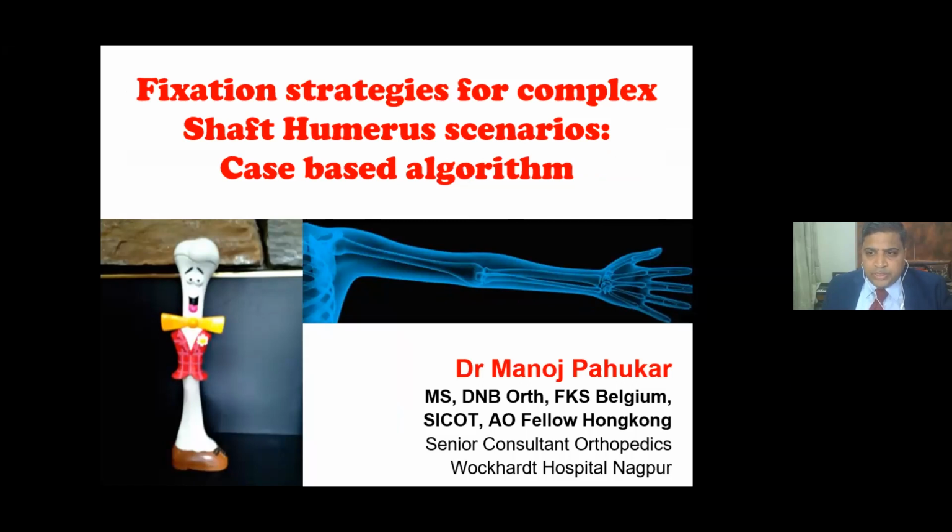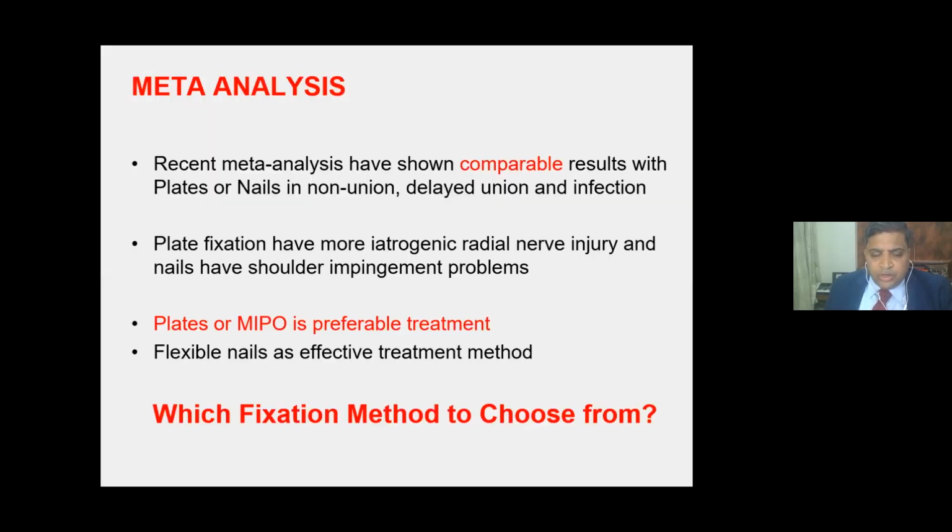So the topic which I am going to present today is about dilemmas in complex shaft humerus scenarios, the various fixation strategies we use, and I will try to present a case-based algorithm for these injuries. As you are all aware, once a shaft humerus fracture comes to your casualty, I think every orthopedic surgeon has their own protocol, set of surgical skills. So they will either try to plate it, nail it, or do some other kind of fixation modalities for this fracture. There are various fixation modalities which are available. Everything is now getting comparable.